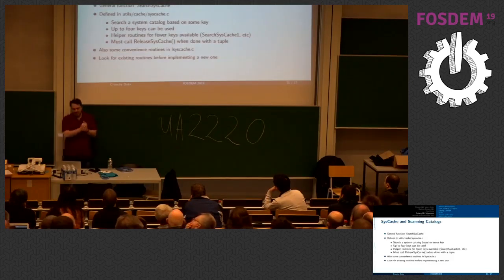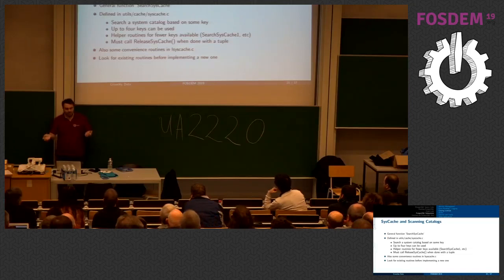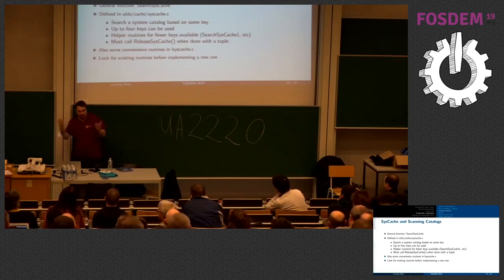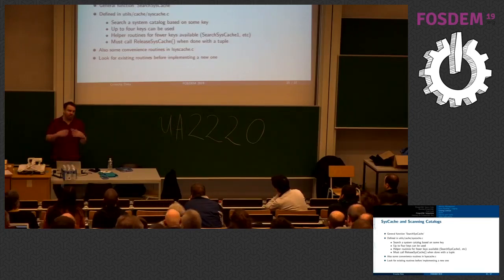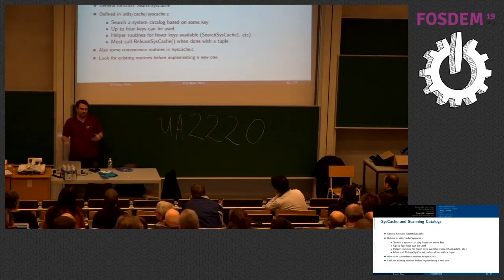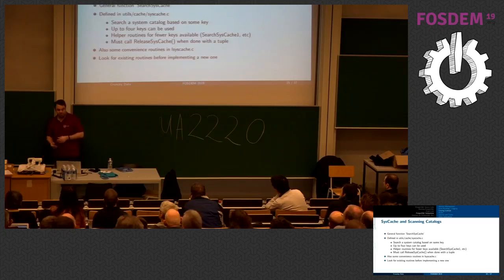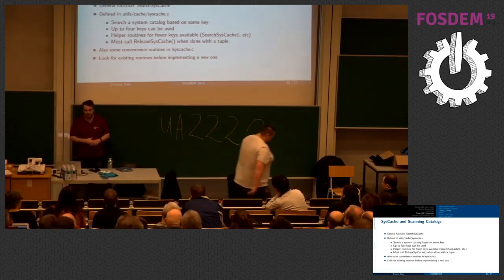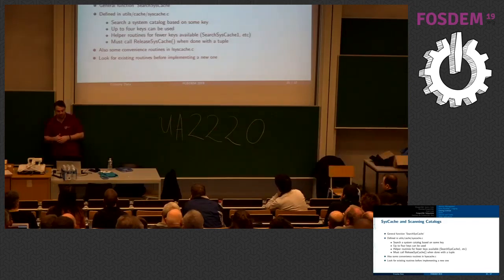All right, syscache and scanning catalog. So we have a function called search syscache. We talked about the system catalog a little bit earlier. It's tricky when you want to modify or deal with the system catalog because there can be concurrent things happening. Other people can be making modifications, and we have this whole caching system to make the system performant. So whenever you want to look things up inside of a system catalog, you should be using search syscache. And that basically takes some key that you pass in.